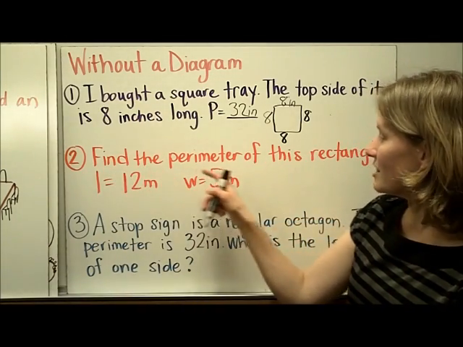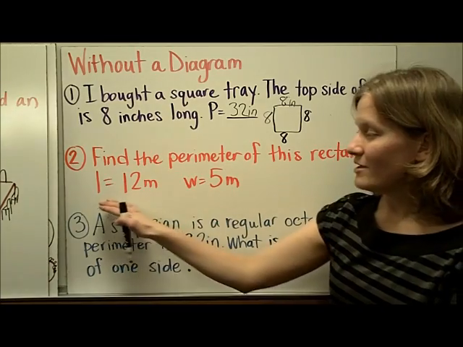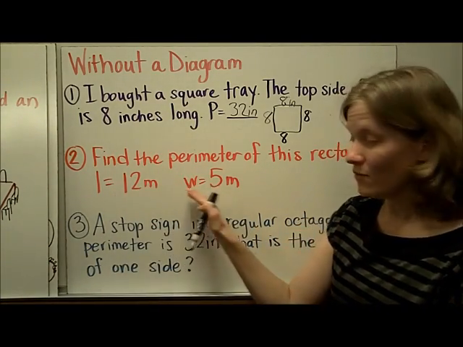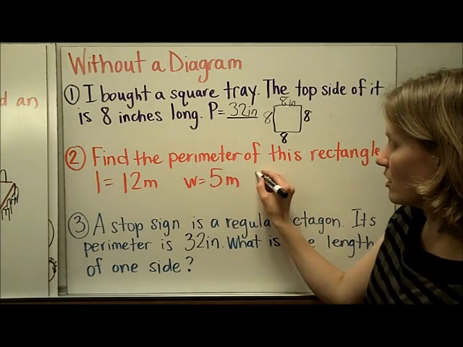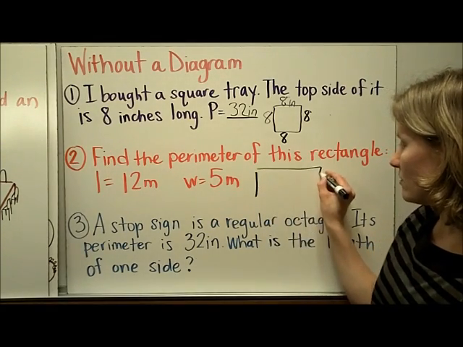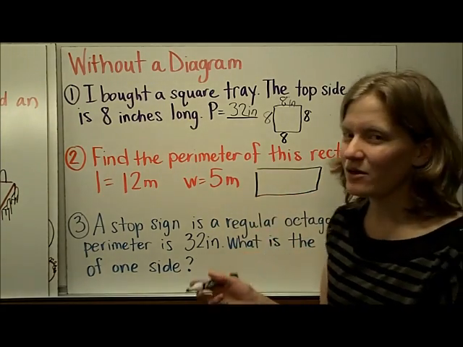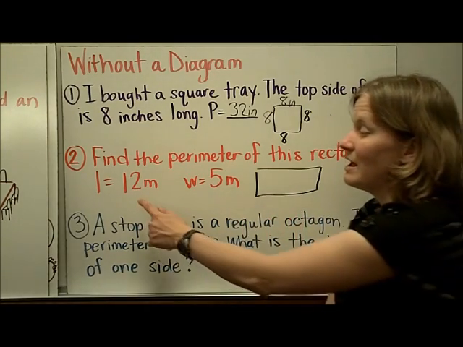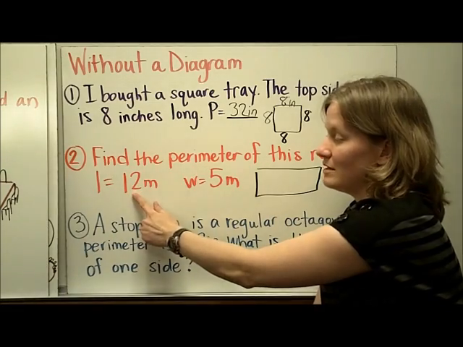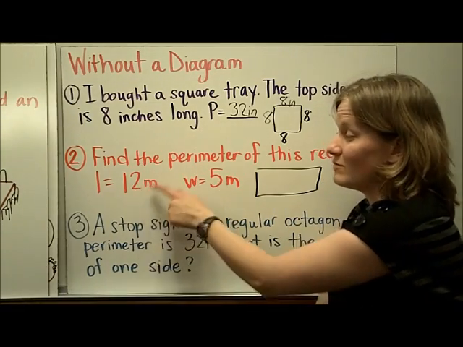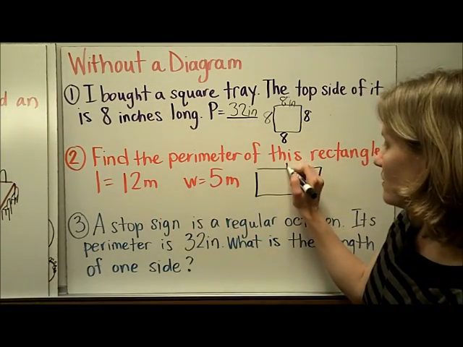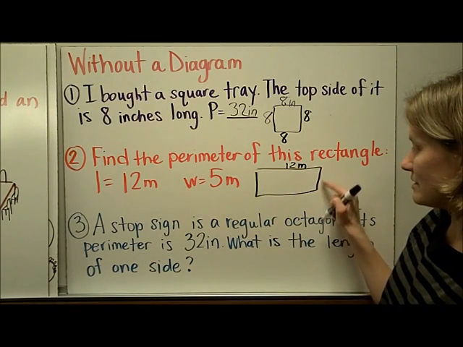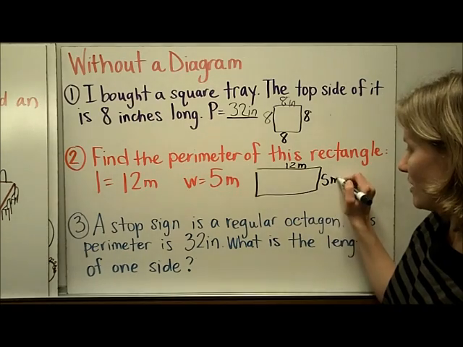Here, it says find the perimeter of this rectangle, and then all it gives us is its dimensions, the length and the width. So I'm going to draw a rectangle. And it doesn't really matter which one in this case you decide to be the length and which one you decide to be the width. I see that the length is bigger than the width, so I'm going to use my long side here, 12 meters, to represent the length, and this side to be the width, 5 meters.